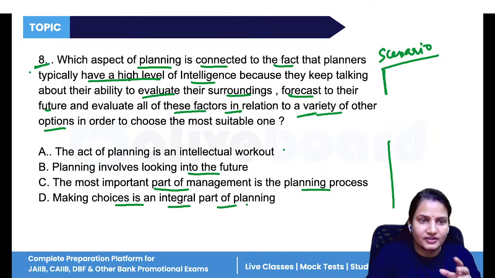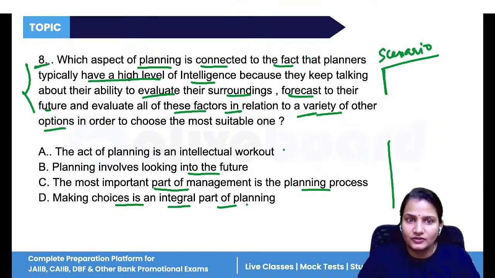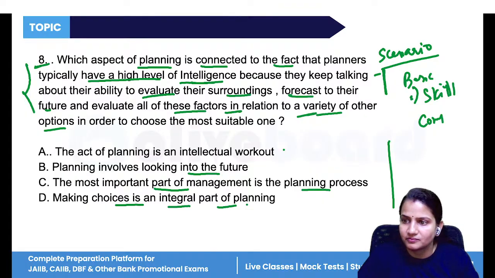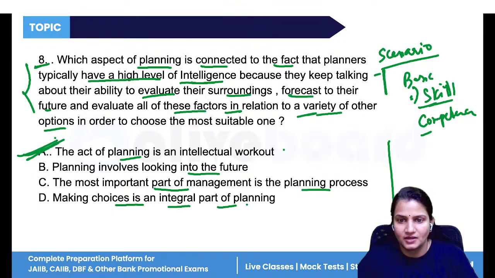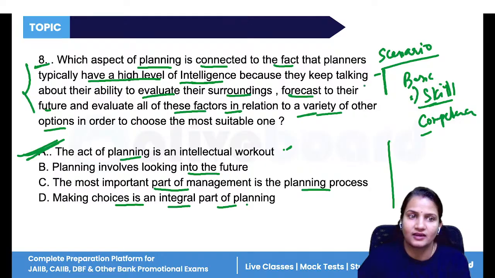If you see this scenario, it says what planners can do. Planners should have a good level of intelligence so that they can do the rest of the work. They can evaluate everything. So the main basic thing is to increase their skill, to improve their competency level. Now, this is clear from which statement? This is clear that planning is an intellectual workout, option A. So this suits the scenario based question.